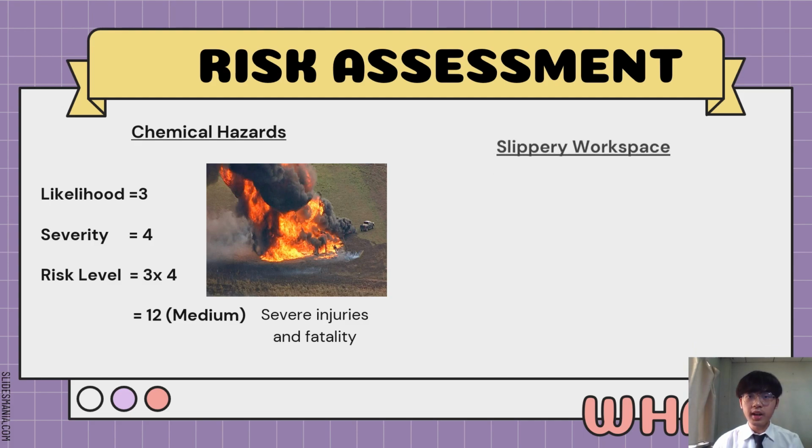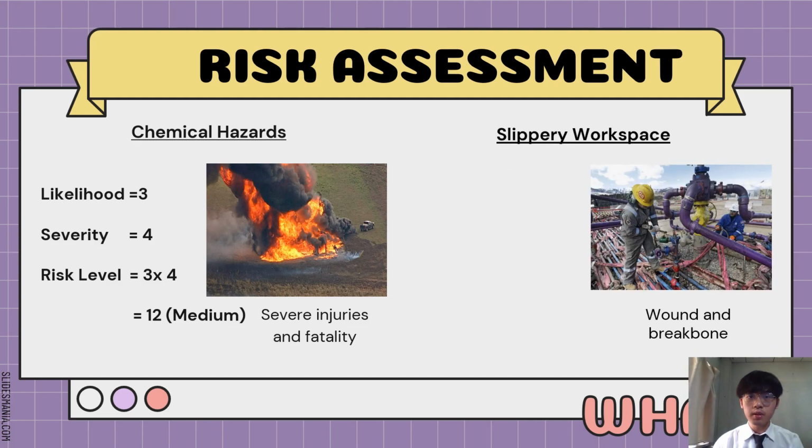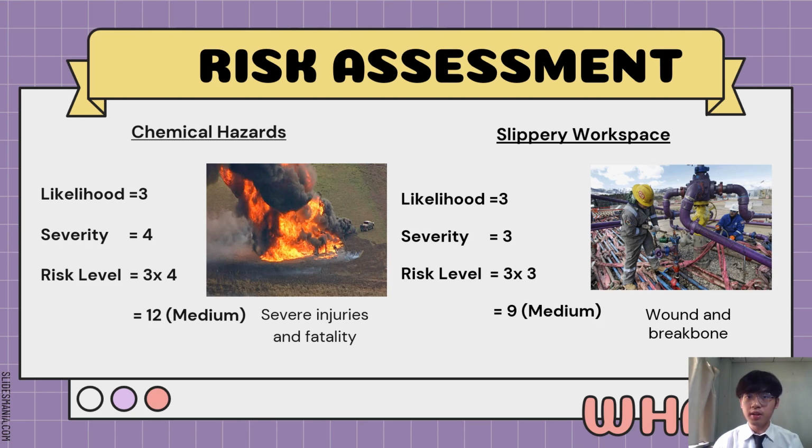Besides, a great number of workers suffer from wounds and broken bones in the oil and gas pipeline because of slippery workplace. For this hazard, the likelihood and severity are 3. Hence, the risk level is 9 and it is considered as medium risk as well.